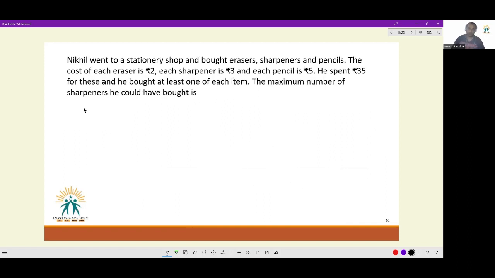Next question now. Nikhil went to a stationery shop and bought erasers, sharpeners, and pencils.